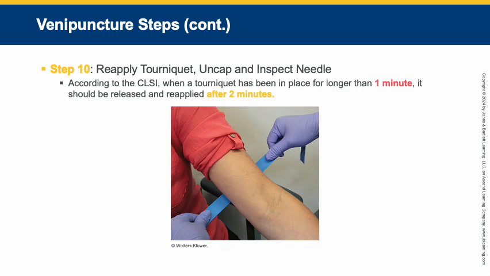Okay, reapply the tourniquet. Uncap and inspect your needle. Be careful not to touch your cleaned area that you've already cleaned. Okay, so when a tourniquet has been in place for longer than 1 minute, it should be released and reapplied after 2 minutes. So if it's been on 1 minute, you got to wait 2 minutes to put it back on.